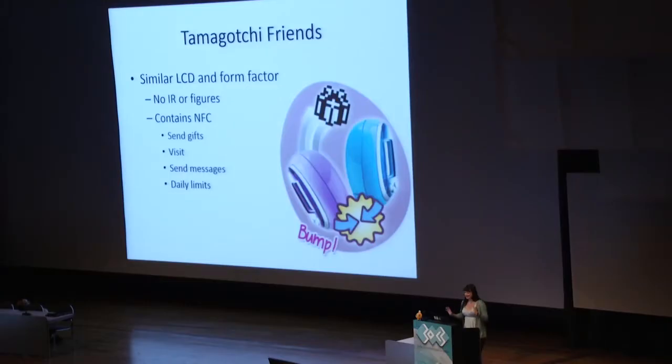So to distill what that ad said, basically, it's the same LCD and form factor as the Tamatown Tamago, but it doesn't have IR or figures anymore. Instead, it supports NFC, and you use the NFC bump to do all the IR and figure functionality, sending gifts, so you can visit. You can also send text messages using these new Tamagotchis, which is a new feature. And one limiting factor, which I'm already having problems with, is that there's daily limits. With the figures and with the IR, you could do that as many times a day as you wanted. But now you can only do it 5 times a day. So one of the first things I'm going to try and do is circumvent that limit.